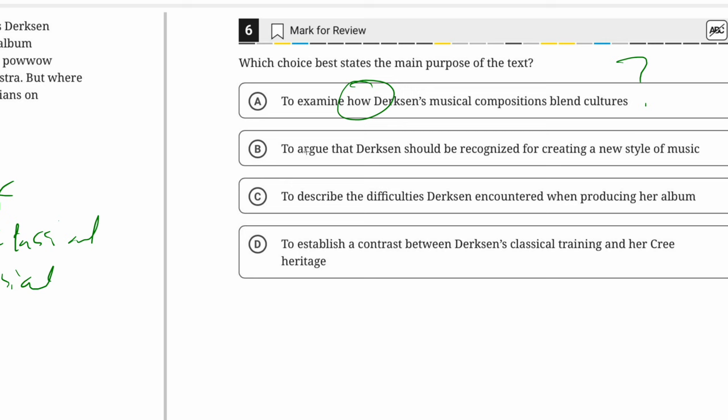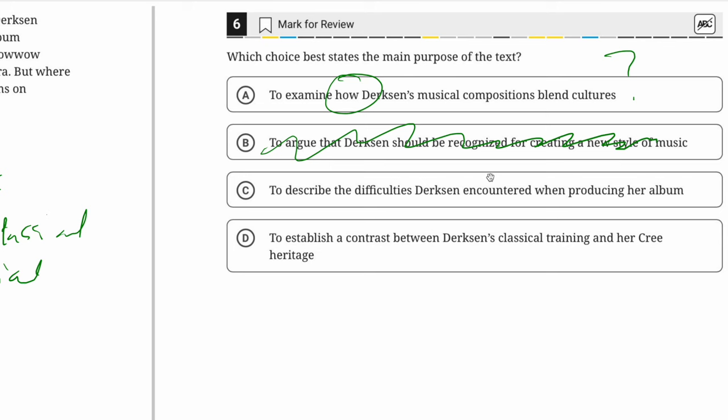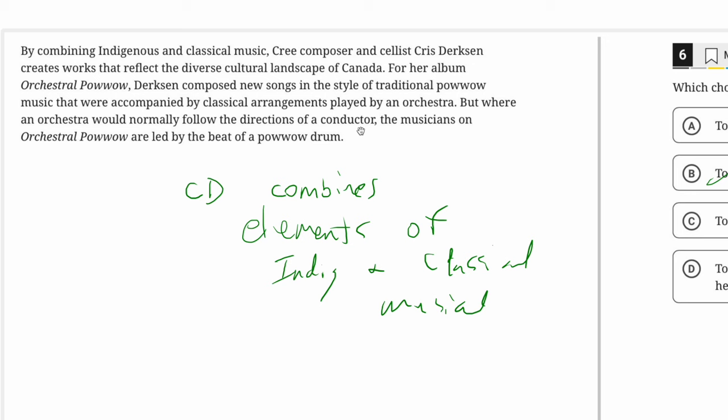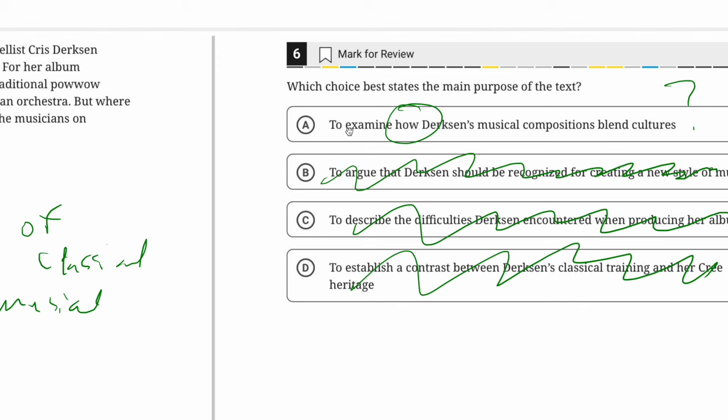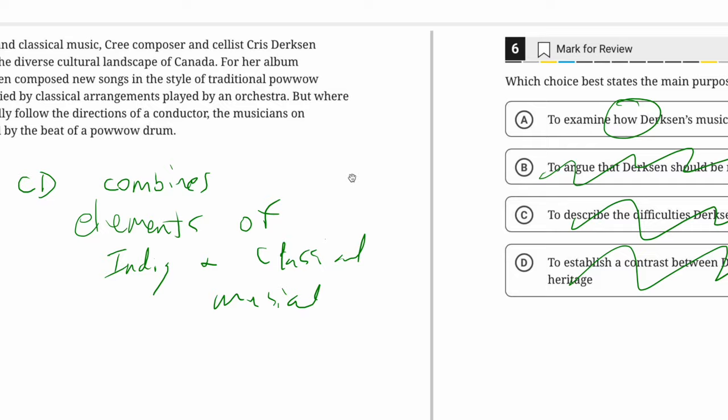B, it's not arguing that she should be recognized for creating a new style of music. I mean, it's saying that they're new songs in the style of a traditional kind of music. It's not talking about difficulties. And it's not establishing a contrast. So what I was a little unsure about with A was the how part. But it does talk about how. I was thinking more just that it says that she does it. But it does say how in the sense that it gives some details about the ways in which these things are blended. So that would definitely be A.